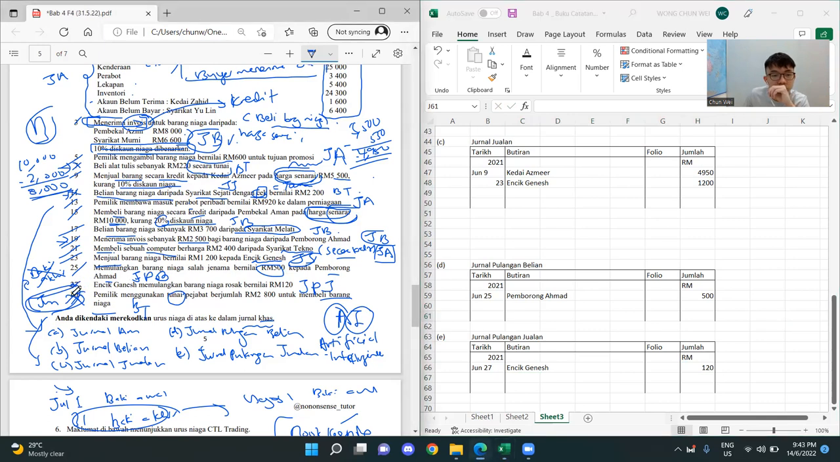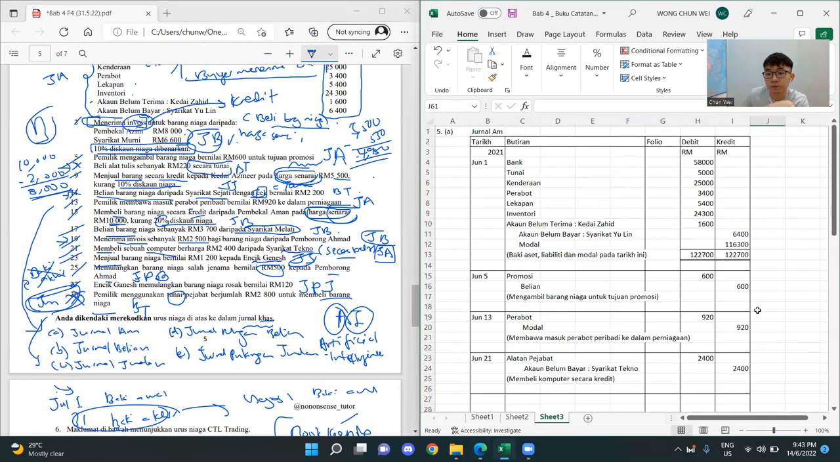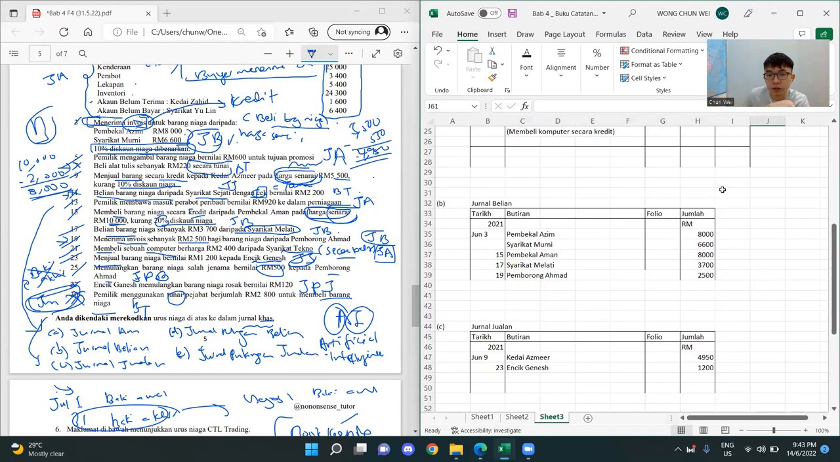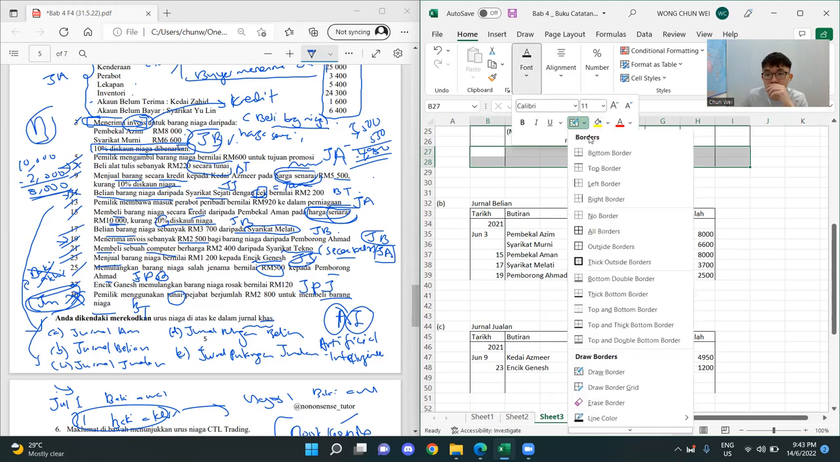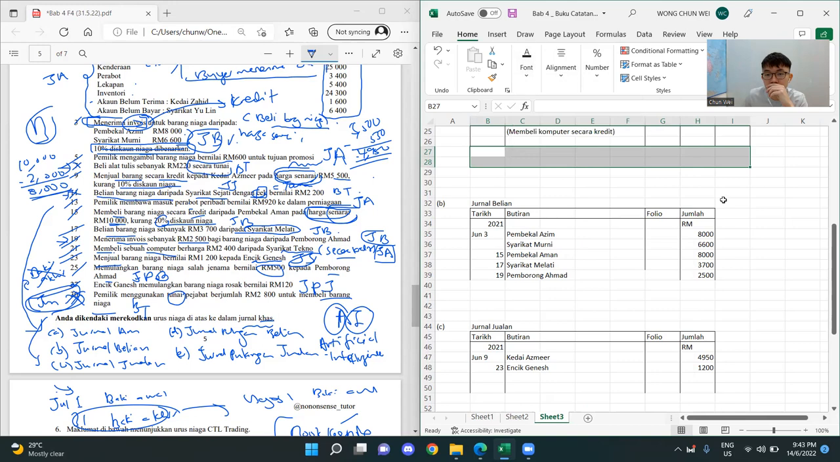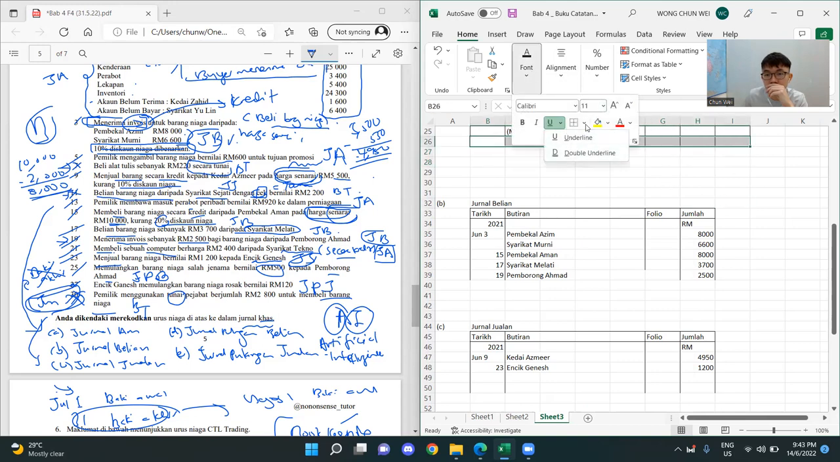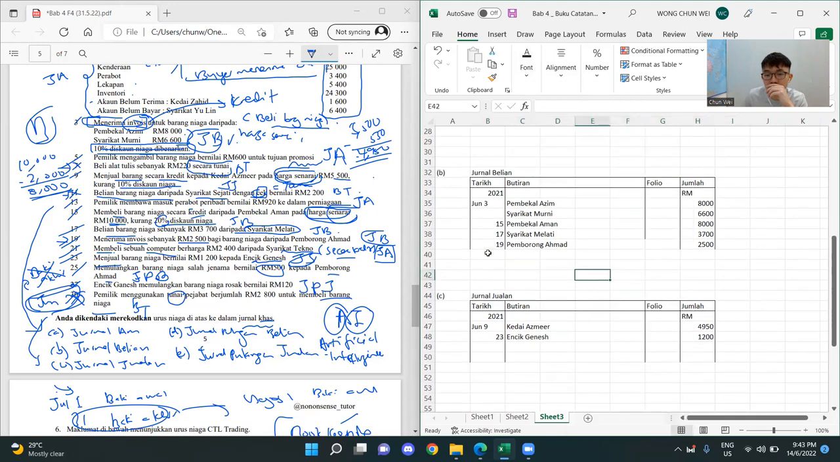Then 30th, then at Buku Tunai, donate. So up to here, that's all. Now you just need to clean up, make it nice. All right, so here you can do something. So it's okay. Then here Jumlah, all right.